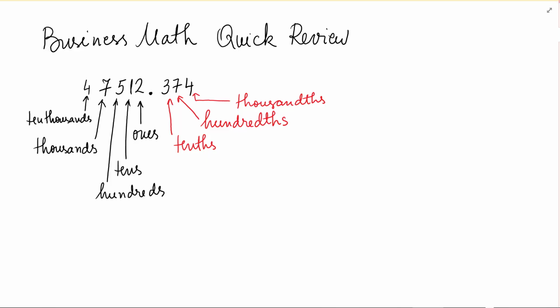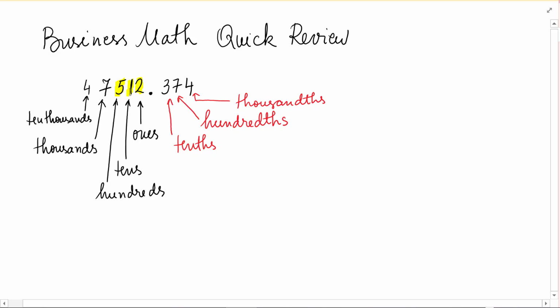In this video, I want to make a quick review of some popular concepts that show up in our business math course. So I started with this number, 47,512.374. And I wrote the names for each of these digits. So these two here, it's called the ones. This one from here, or the position where one is, it's called the tens. The position where 5 is called the hundreds, right?